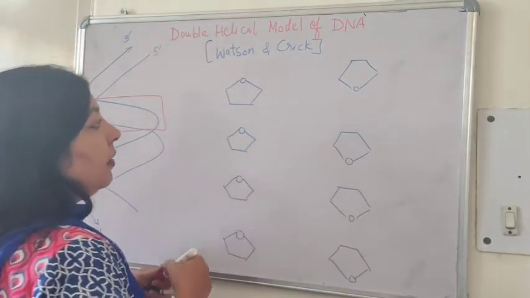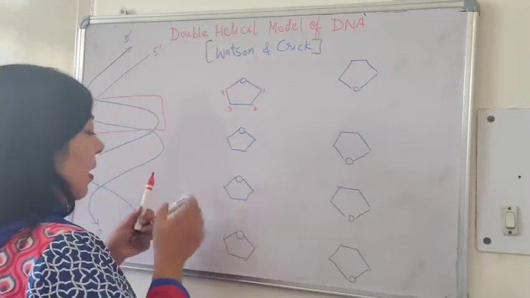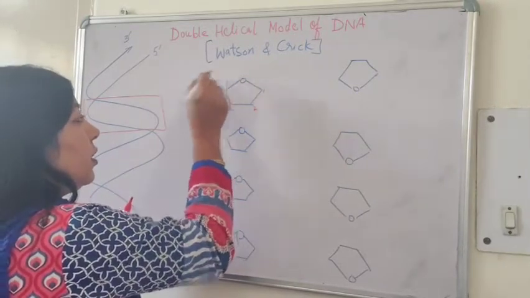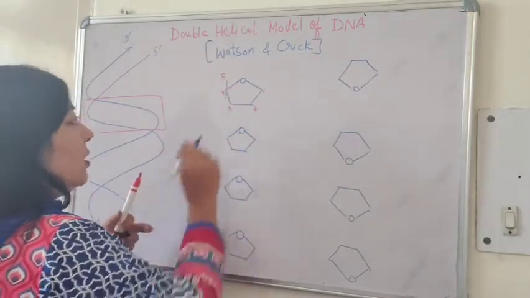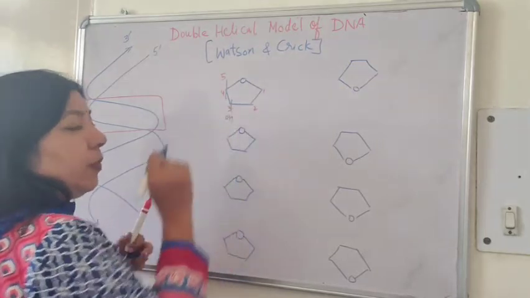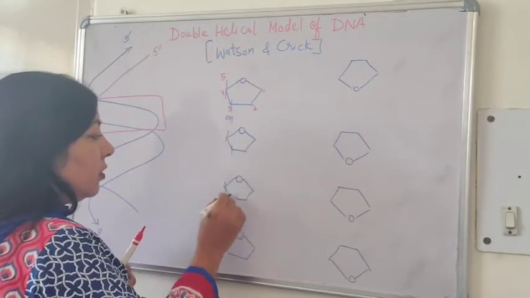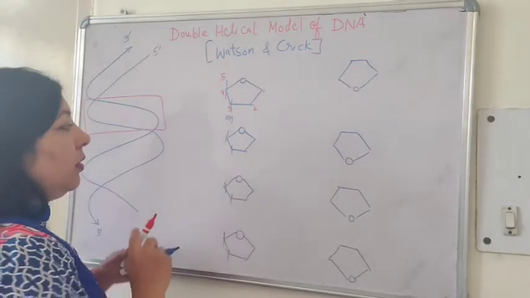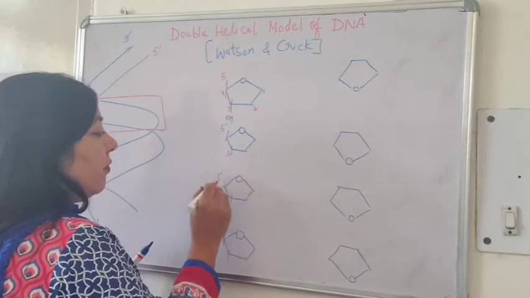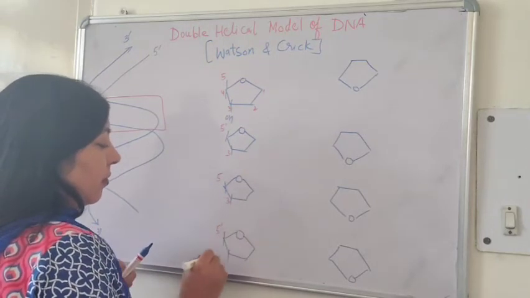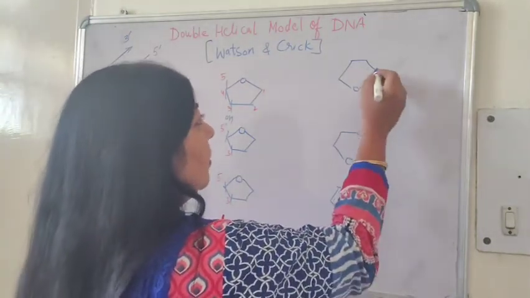This means the position of carbon is 1, 2, 3, 4, and there is the 5th position here. So on this position there will be one OH group. Likewise, the same goes here also. So this will be 5 prime, this will be 3 prime. 5, 3, 5 prime, 3 prime. Understood? So the same way it will be like this here.